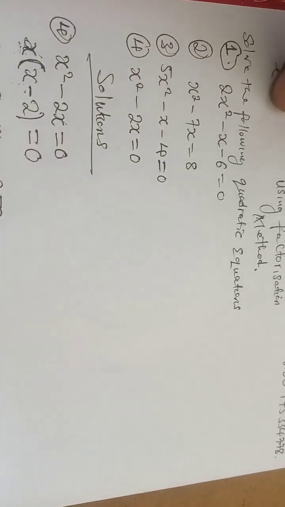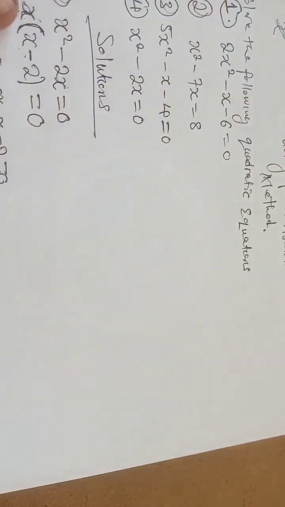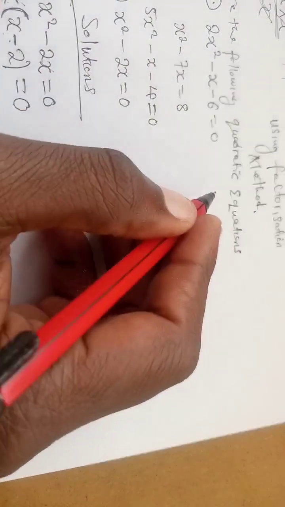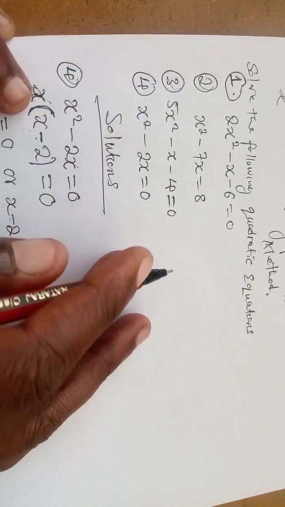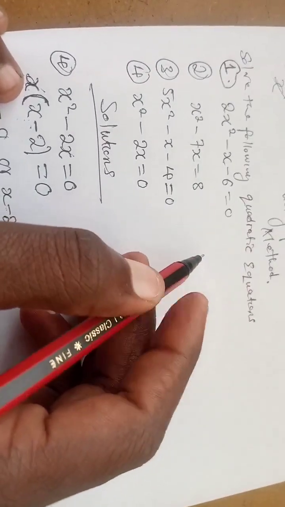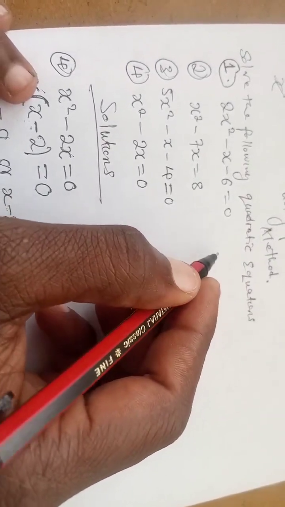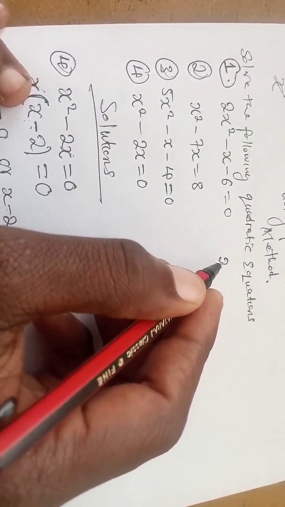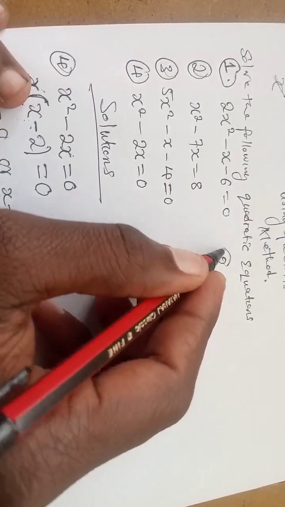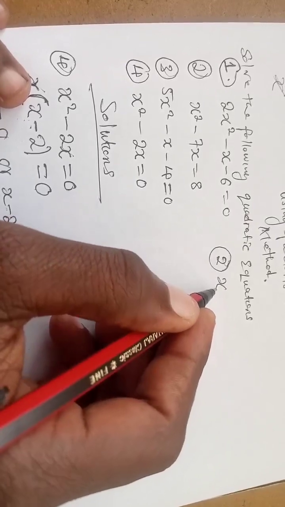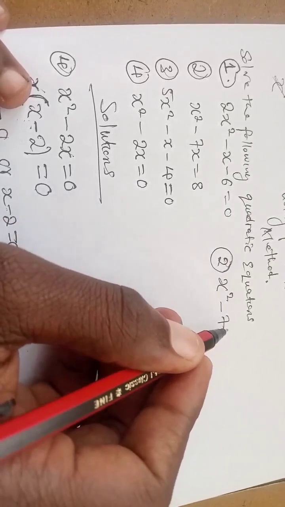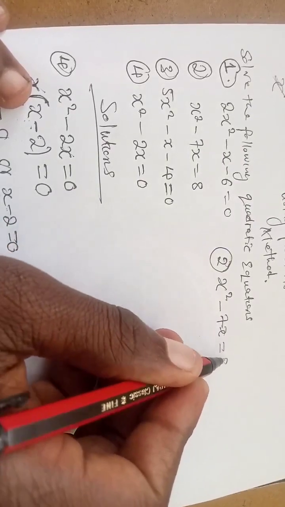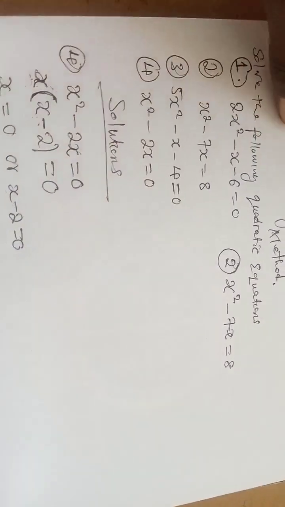So let's go to number 2. Number 2 we have x squared minus 7x equal to 8, like that.